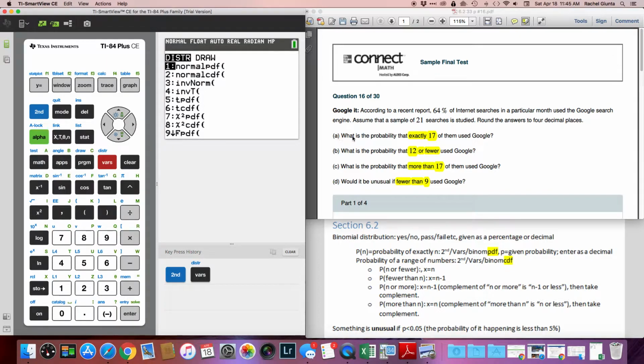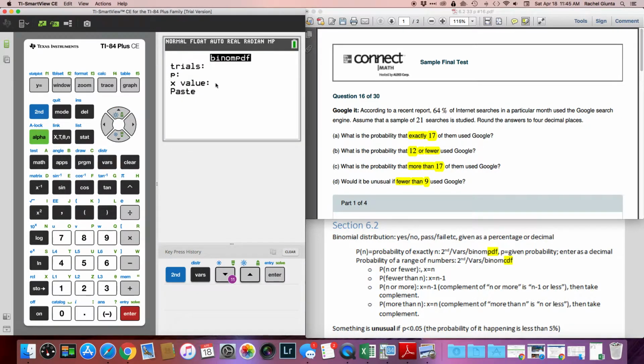The first one says, what is the probability that exactly 17 used Google? So that's the first line here, exactly whatever number is second vars and then binomial PDF. So scroll down a little ways, binomial PDF there is A, and it wants to know number of trials. Number of trials is always going to be in this top part, and it's a number that's not given as a percentage, basically the sample size. And so in this case it's 21.